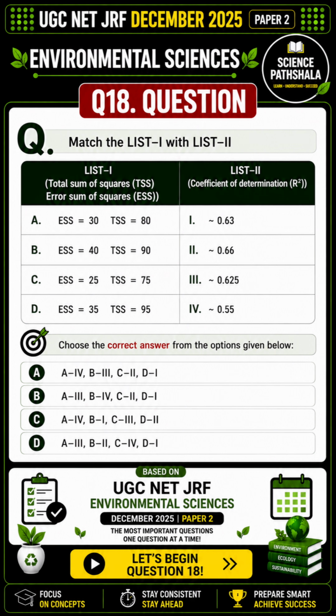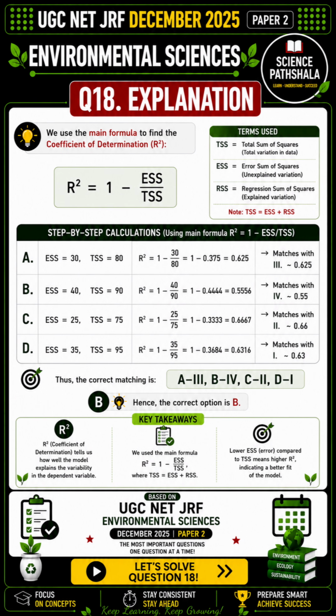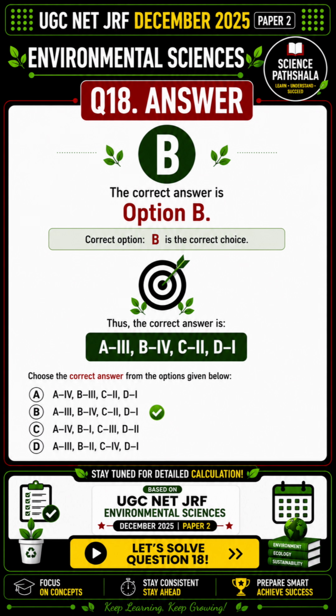Here we have to match list 1 with list 2 using the value of r square, that is coefficient of determination. The formula is r square equal to 1 minus ESS divided by TSS. So the correct answer here is option B. That means the correct matching is A with 3, B with 4, C with 2 and D with 1.